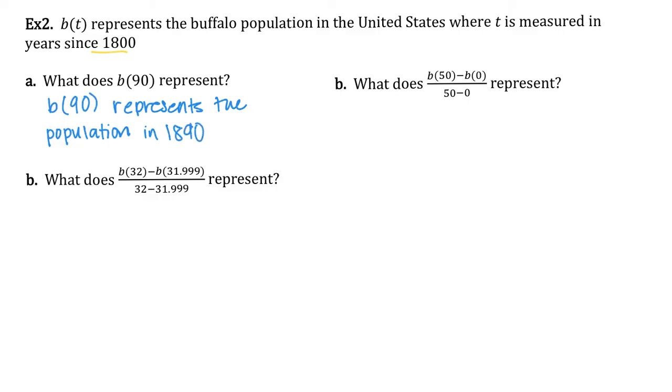1890. Now the next thing is asking, what is B of 50 minus B of 0 over 50 minus 0? I know that's a rate of change because it looks like the slope formula. So this is going to be the average rate of change. Change of what? The numerator is the buffalo population in the United States. This is the time from 50 years past 1800, so 1850, to 1800.